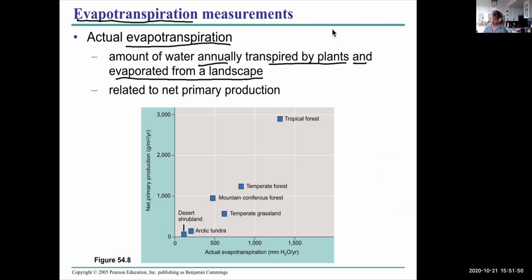So in this case, we're looking at net primary production on the y-axis and evapotranspiration on the x-axis. So this just shows that there's a correlation between the measurement of evapotranspiration and the measurement of primary production. So as you would expect, tropical forests are very high on that scale. They have high productivity and high evapotranspiration. And temperate forests are around the middle, and tundra and shrubland are around the lower end.